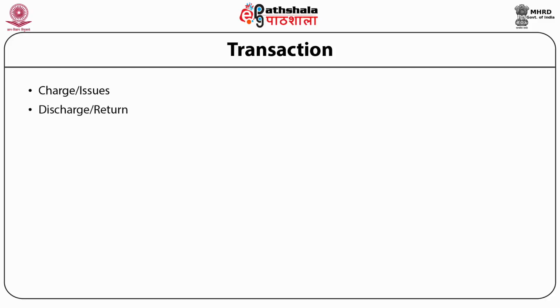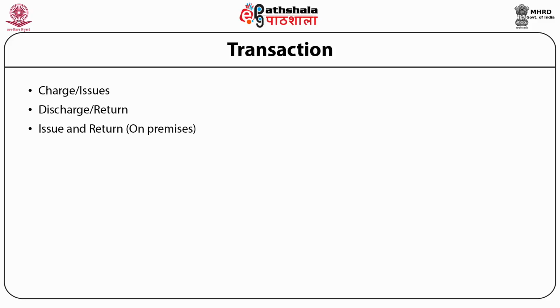Number 2, discharge or return of documents. This facility is meant for receiving the documents back in the library. Only the accession number is sufficient to return the document. The status of the document along with details of the returning member will be displayed. The library staff may then mark return of the document by clicking the necessary option. In case of late return, that is after the due date, the system prompts for fine collection.